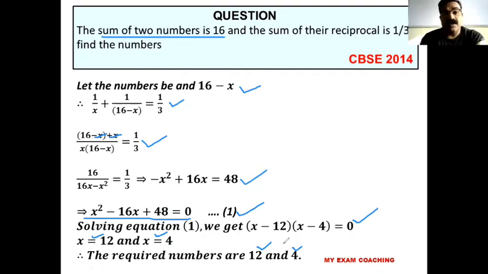So this type of question is also a commonly asked, frequently asked question from the chapter quadratic equations. Kindly note it.